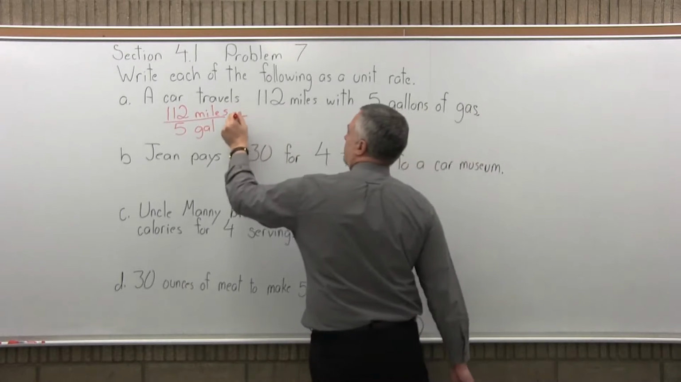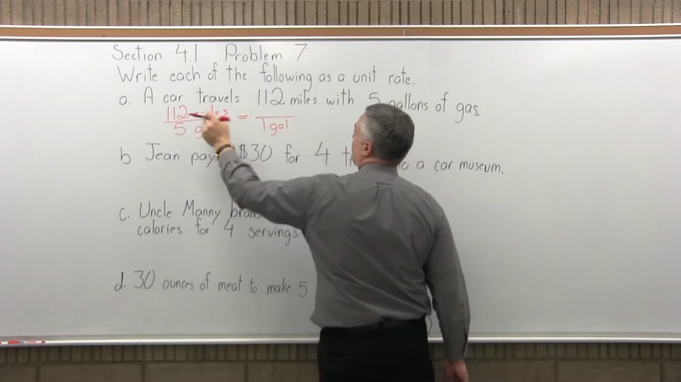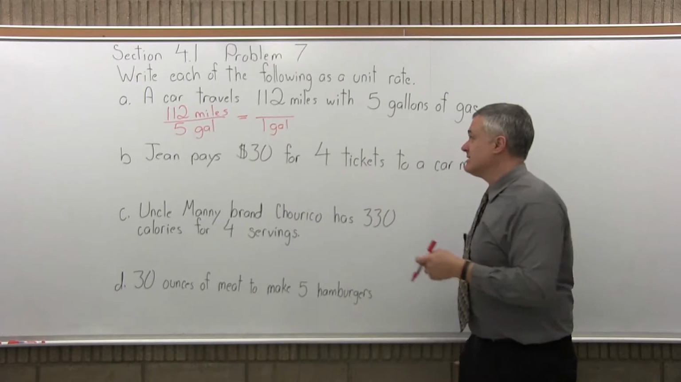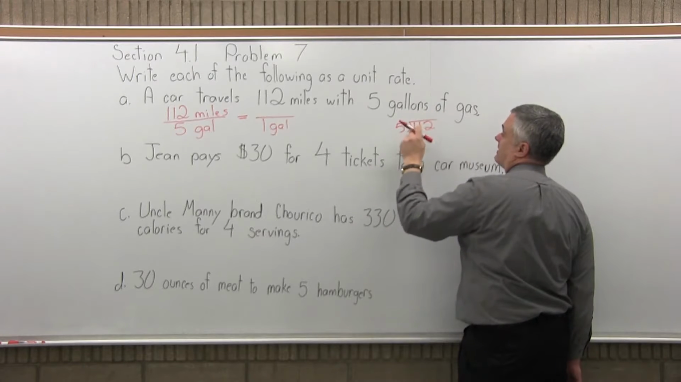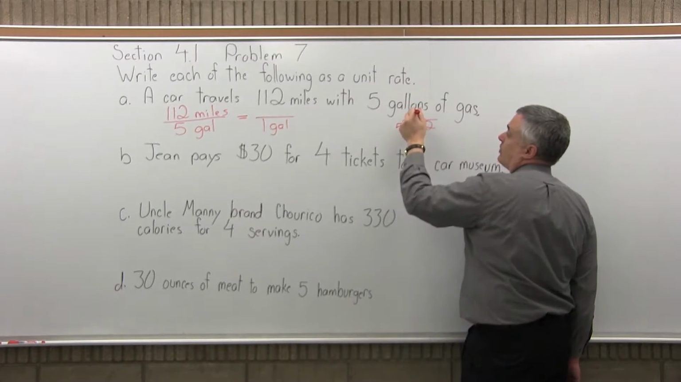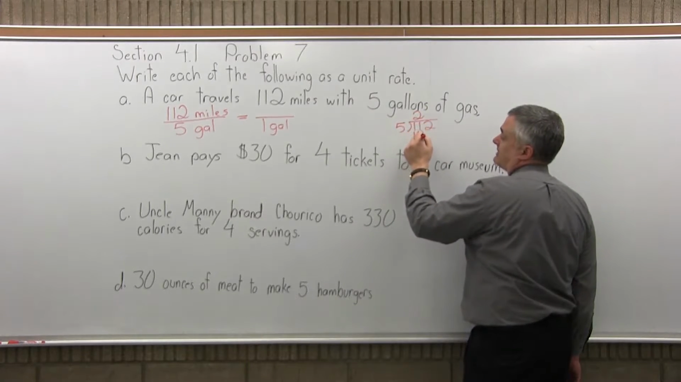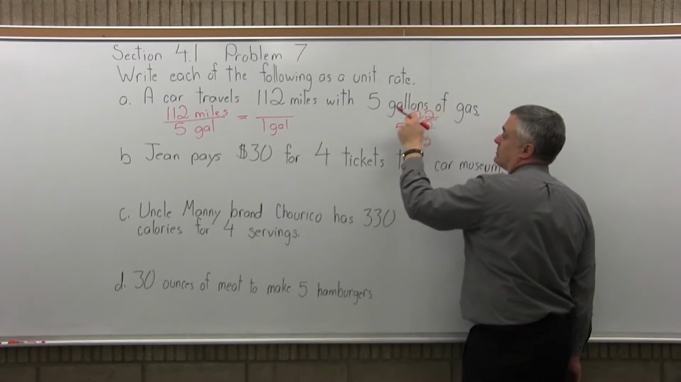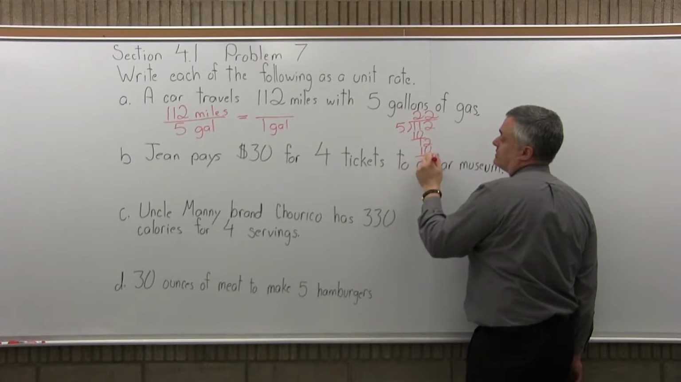So, 5 divides into 5 once, so 1 gallon, that's easy. 5 doesn't divide into 112 evenly. To go in evenly, it should end in 0 or 5. It doesn't. So off to the side, I just divide 5 into 112 and see what I get. 5 into 1 won't go. 5 into 11 will go twice. Let's see, 2 times 5 is 10. 11 minus 10 is 1. Bring down the next digit, a 2, making 12. 5 divides into 12 also twice. So 2 times 5 is 10. 12 minus 10 is 2.